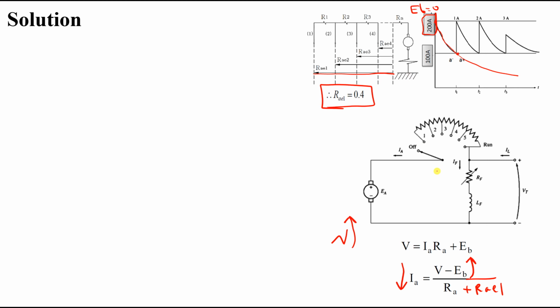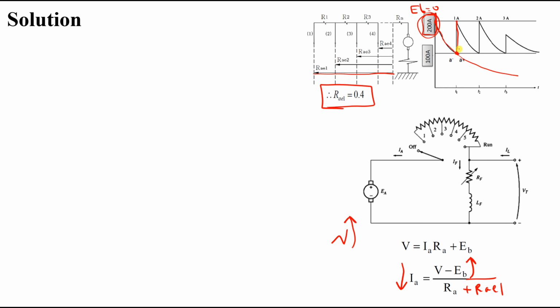Okay, because E back increases at the same resistance, I armature will keep going down. So I don't need this. I want it to fluctuate between 100 and 200. So at this point, I will prevent it from going down. How can I prevent it from going down? By removing some resistance to make it go up to 200 amperes once more.